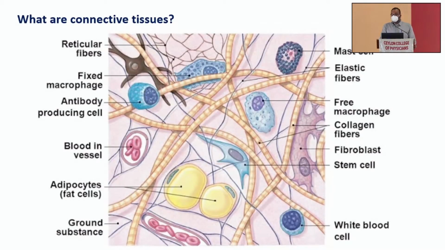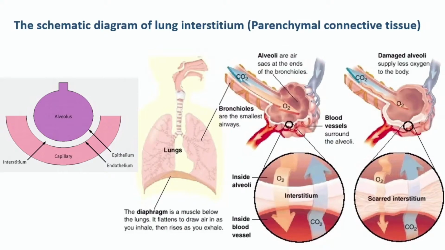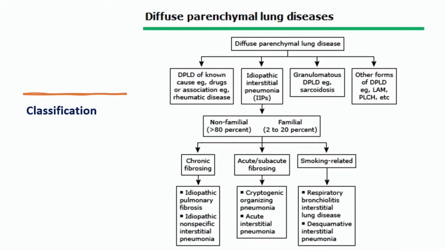So what are the connective tissues? Connective tissues are the tissues which maintain the form in our body and keep the organs in their places, containing a lot of various types of cells and fibers in a matrix. The connective tissue of concern to this particular lecture is the lung interstitial connective tissue, which lies between the alveolar epithelium and the vascular endothelium, which is responsible for gas transfer. There are over 200 interstitial lung diseases in the world. So we have classified them into certain groups.